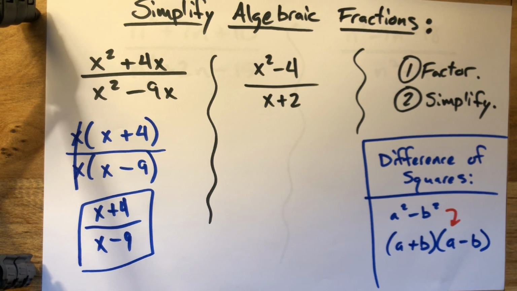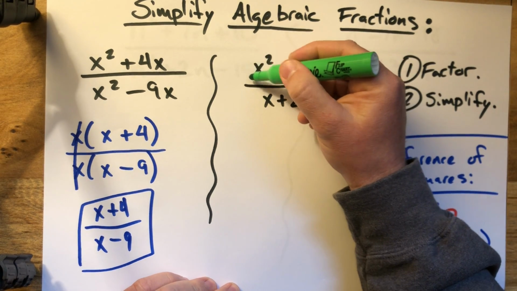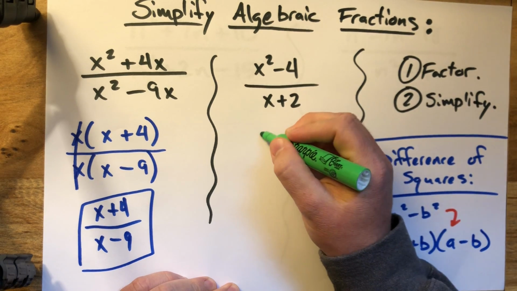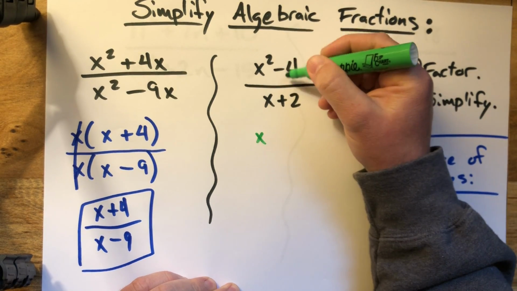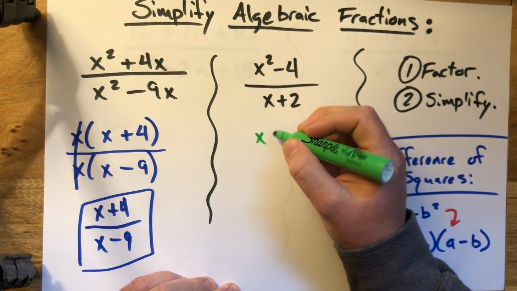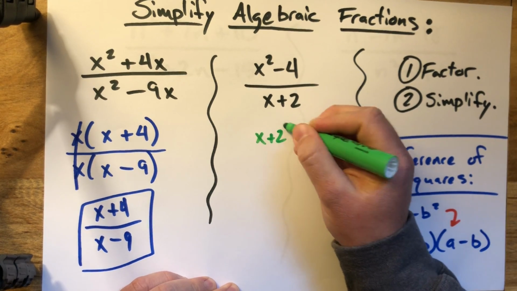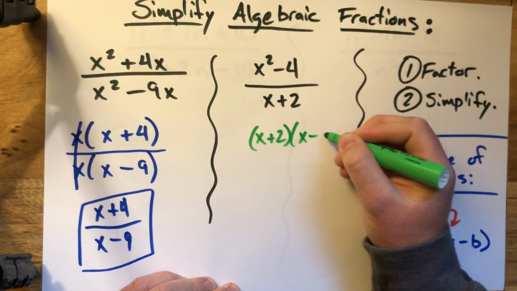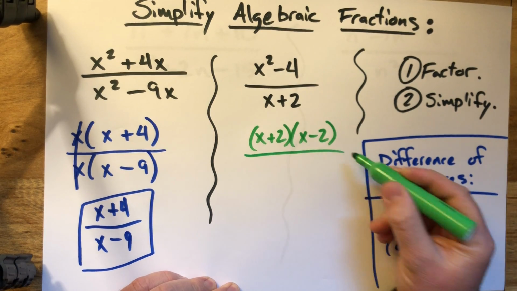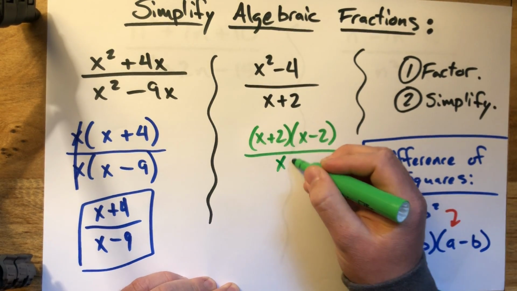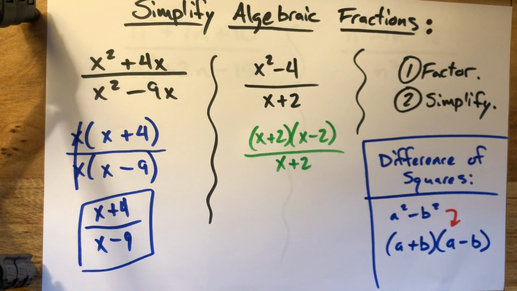So let's take a look at that. If I root the x squared, I get x. If I root the 4, I get 2. So I'm going to have x plus 2 and x minus 2 as my two binomials. And x plus 2 is still on the bottom.